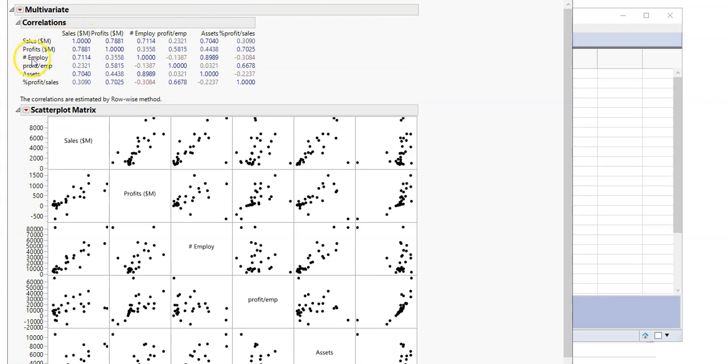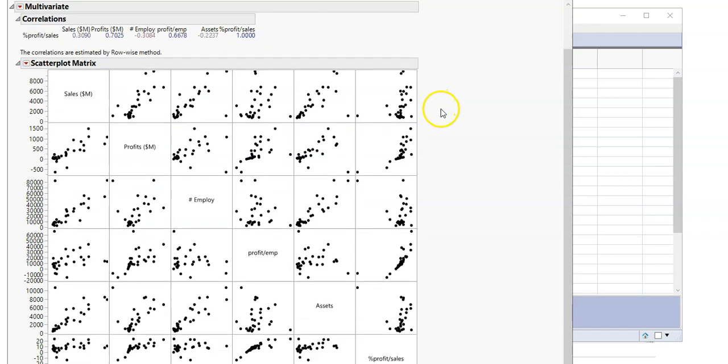For example, correlation between number of employees and sales is 0.7. This is strong correlation. Correlation between number of employees and profit is 0.35, which is a weak relation, right? And let's find another one here, for example, between profit and profit per employee is 0.58, which is a moderate relation or association. This one also, asset and profit 0.44, that's a moderate association or relation.